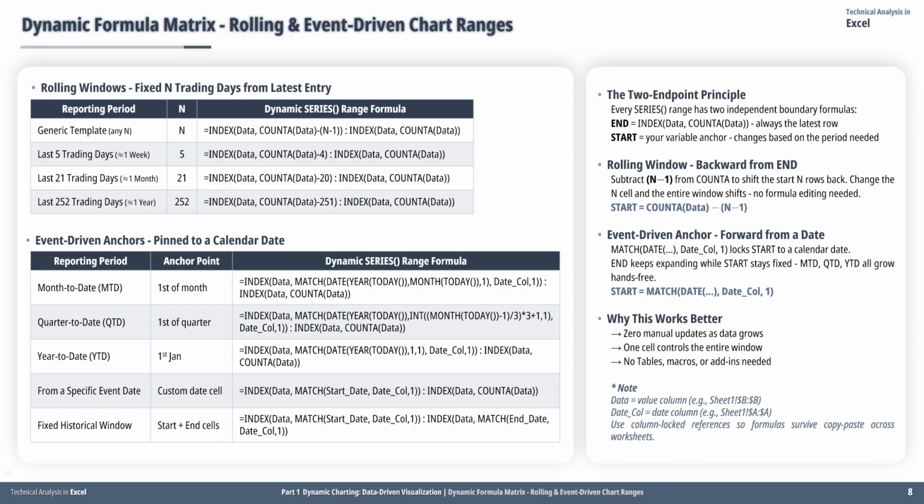One important note: in all these formulas, data refers to your price column, which is column B, for example Sheet1!$B:$B. Date_col refers to your date column, which is column A, for example Sheet1!$A:$A. Always use column-locked references with the dollar signs so the formulas survive copy-paste across worksheets.